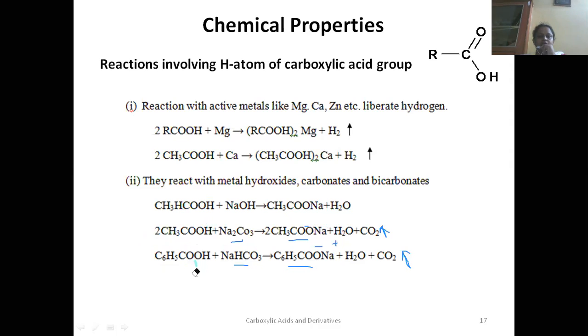So the hydrogen can be involved in a reaction by adding magnesium, these metals replace this hydrogen, or the hydrogen can be replaced by adding sodium hydroxide, sodium carbonate, or sodium bicarbonate. In all these, if you see, all these are metal salts. Here this is minus, this is plus.